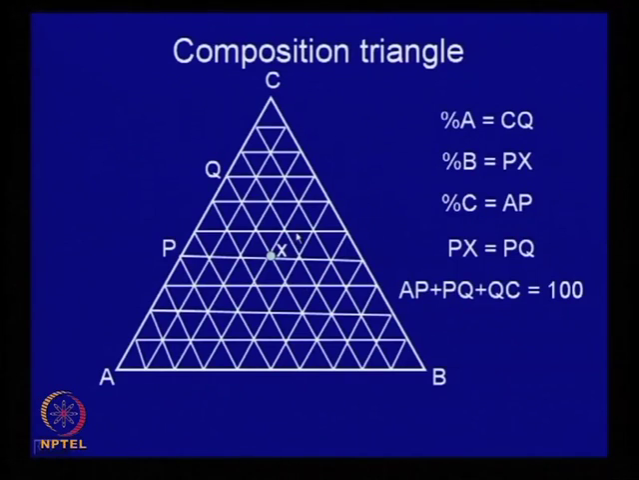In fact, this is easily seen over here. The percentage of A is represented by this length, which is actually Cq. Similarly, the percentage of B is represented by Px. Since this is an equilateral triangle, Px equals Pq. And the percentage of C is Ap, from this point to this point. Therefore, when you add all these up, it comes to 100.